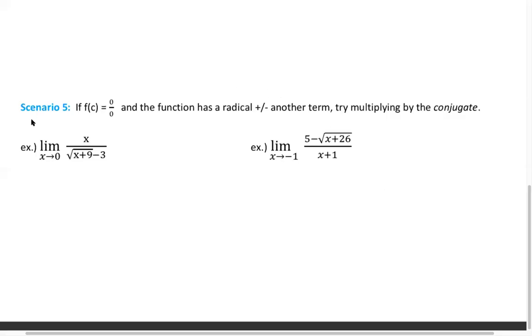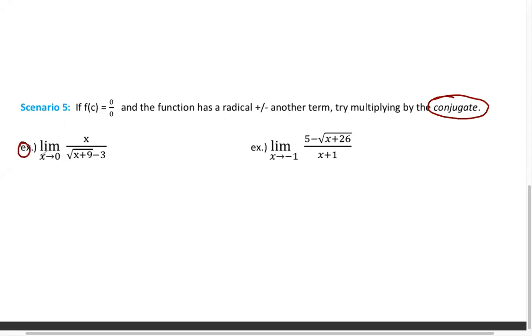Moving on to scenario 5. If f of c equals 0 over 0 again, and the function has a radical plus or minus another term, try multiplying by the conjugate, which is a term you may have seen before. Now, I will say that this lesson is quite algebra intensive, so this will sharpen your skills. The better you are at algebra, the better you will be at all types of advanced math, so hang in there. So let's take a look at this first example.